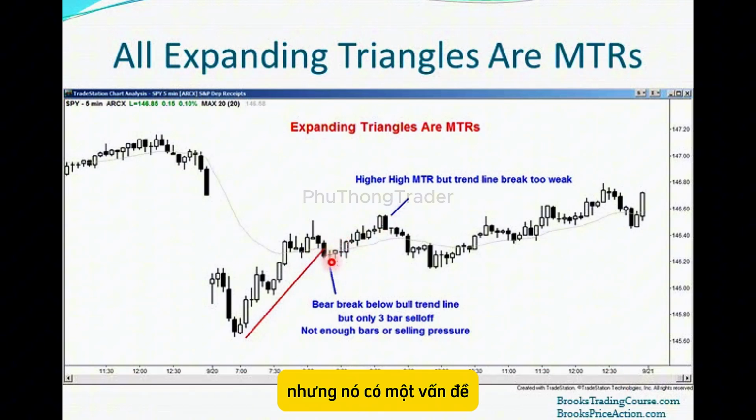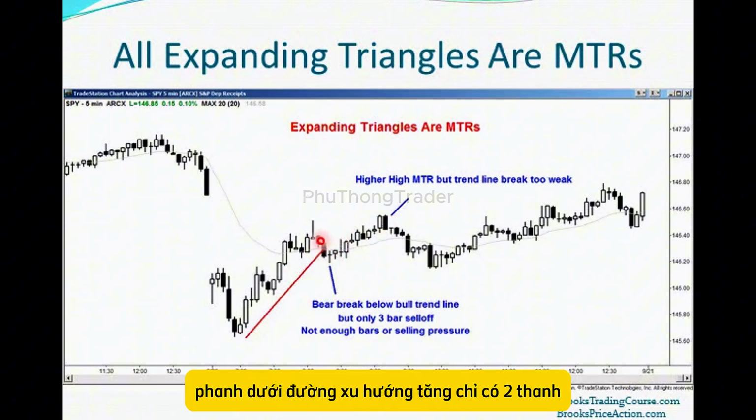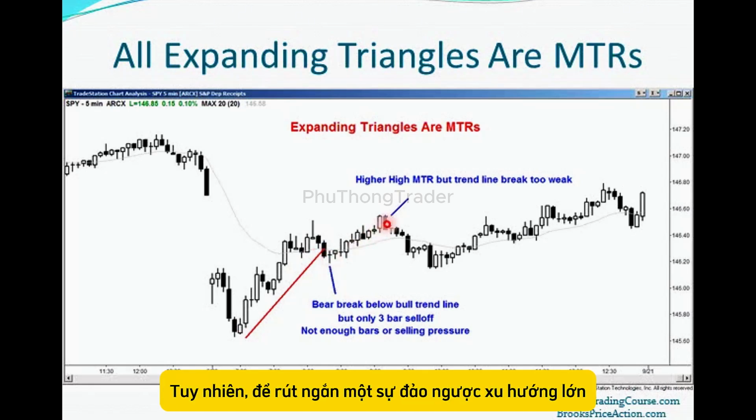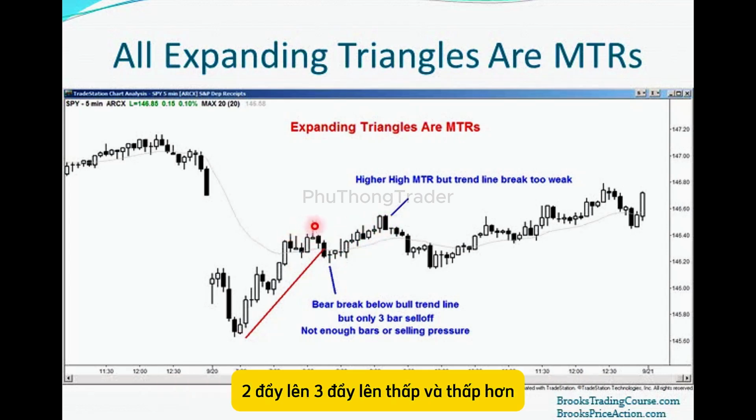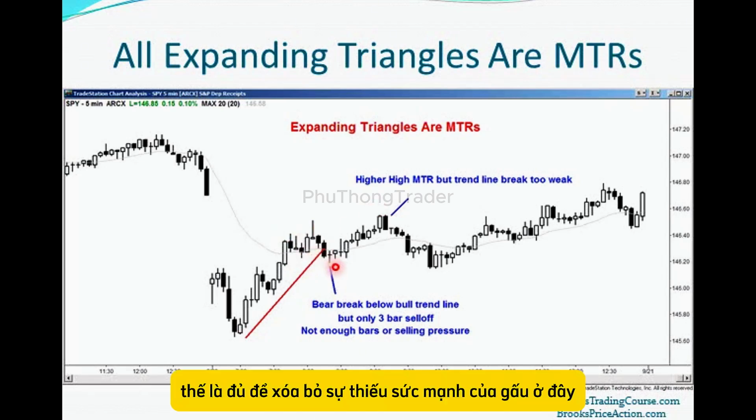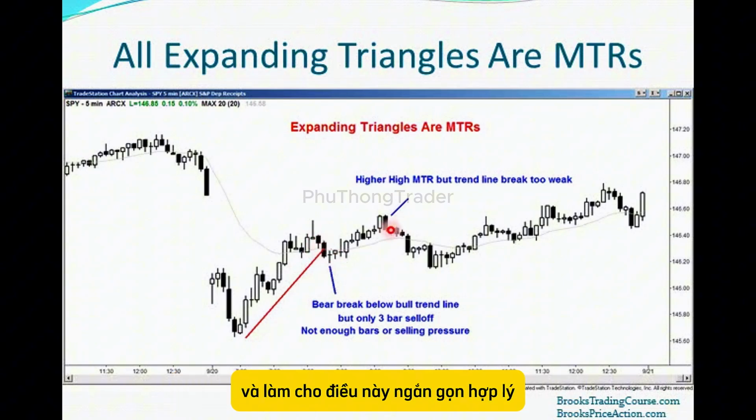But it has a problem. The break below the bull trend line is only two bars. That's usually not enough selling pressure to look to short a major trend reversal. However, if you view this as an expanding triangle, one push up, two pushes up, three pushes up, a low and a lower low, that is enough to erase the lack of bear strength here and make this a reasonable short.